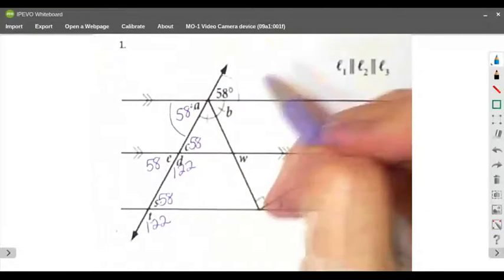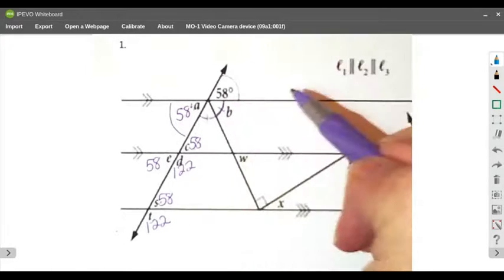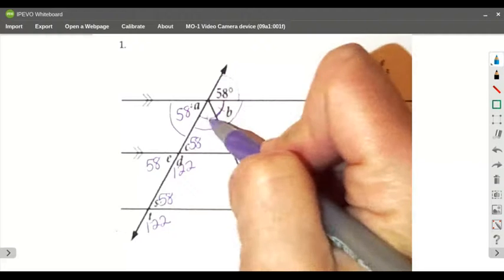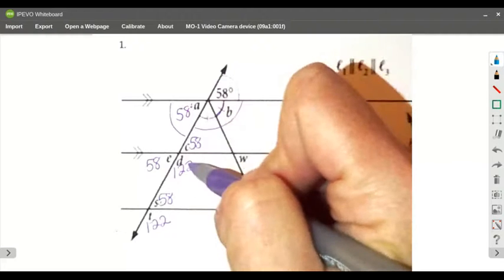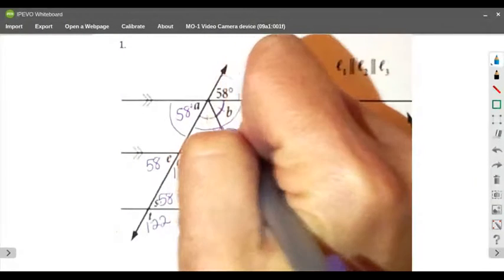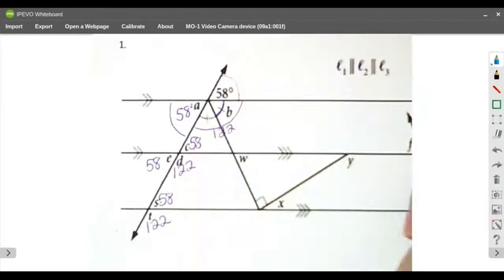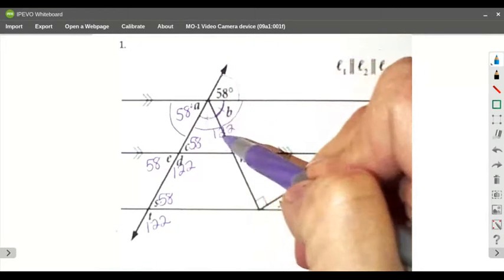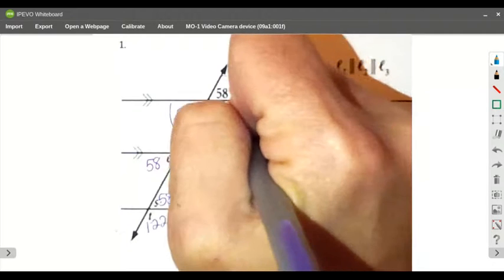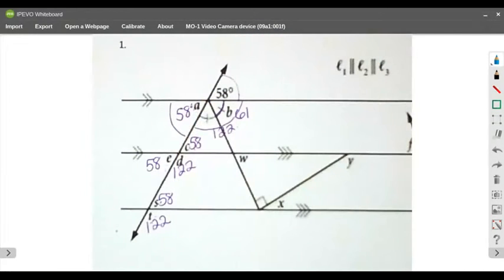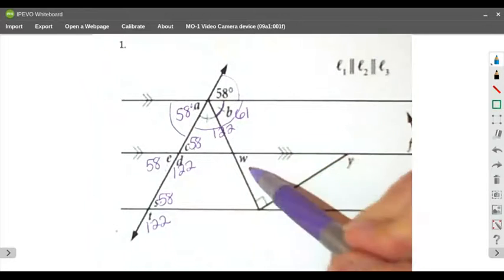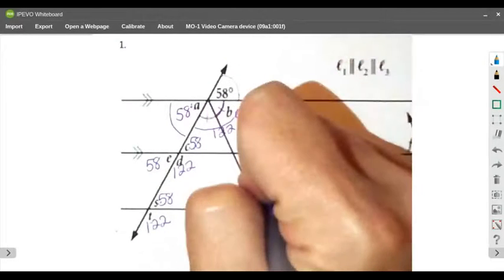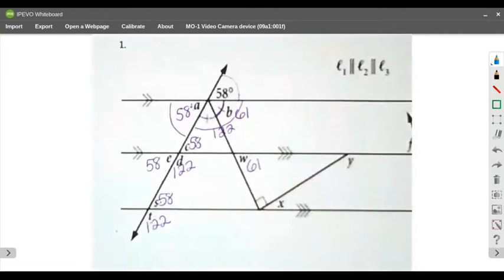Now for B, it is only this part. So notice that this entire angle, these two together, is corresponding to D. So this whole thing is 122. B is not 122 though. B is half of 122 because these two angles are equal. So if I do 122 divided by 2, I get 61. So B is 61. Now, do we notice B and W are corresponding? So we have these parallel lines with this transversal. So W is also 61.